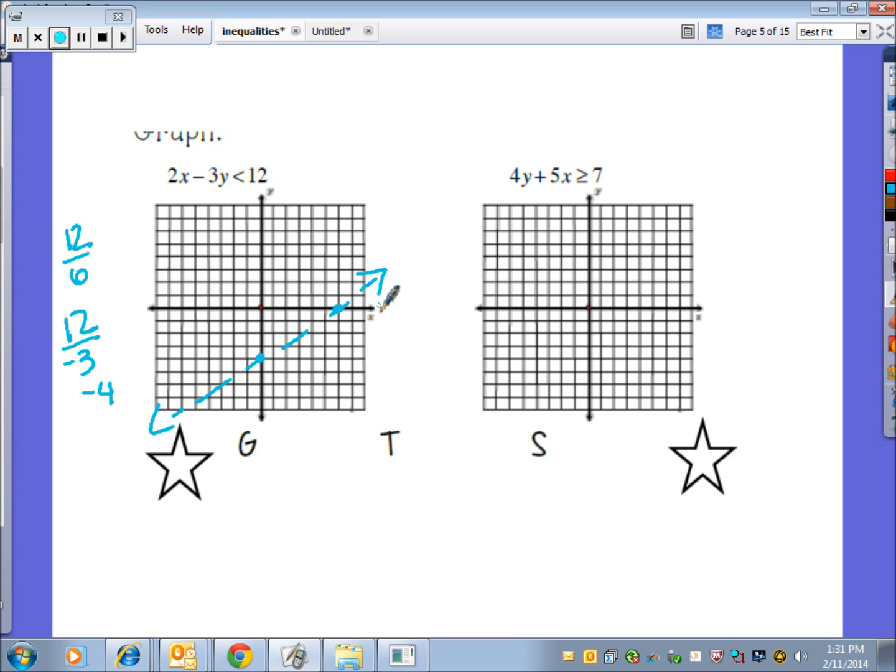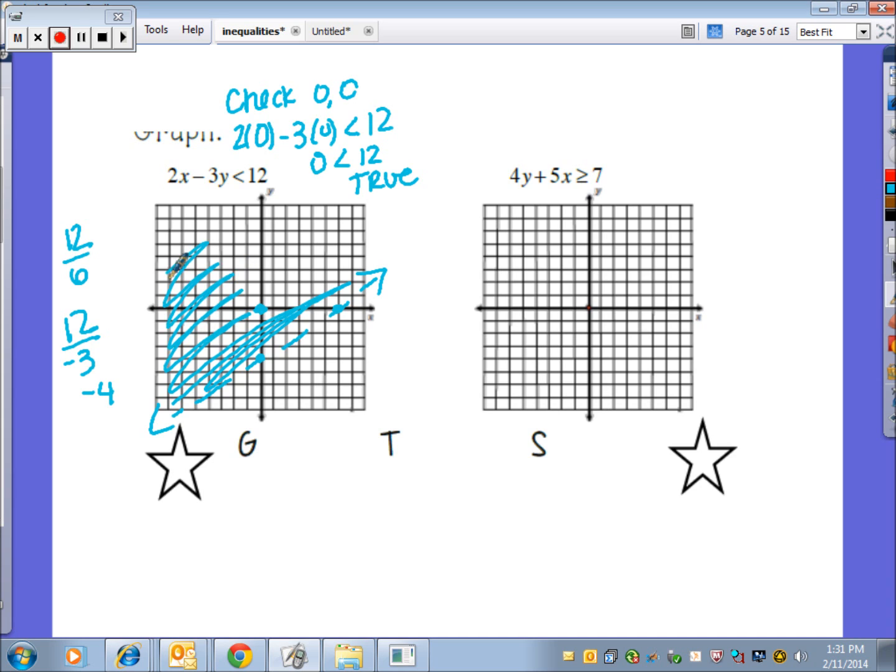The next thing to do is to check 0, 0. 2 times 0 minus 3 times 0 is less than 12. 0 is less than 12. That is true. Our point was right here, so we shade up here. And that's the answer we're looking for.